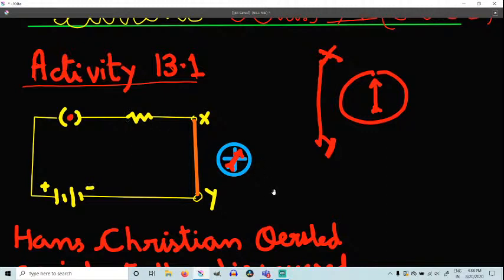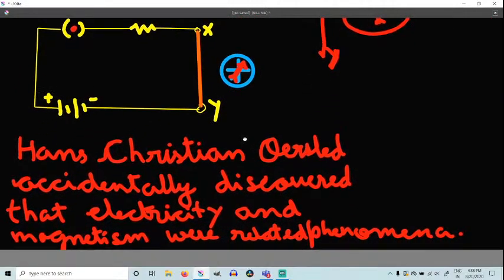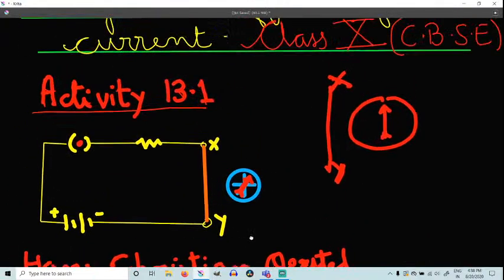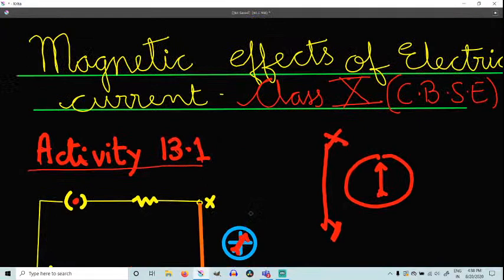So from this activity we learn that electric current produces magnetic field. Sir Hans Christian Ørsted was the one who told about this to us first of all, and he had accidentally discovered that electricity and magnetism were related phenomena. Okay, now we go to the next activity.